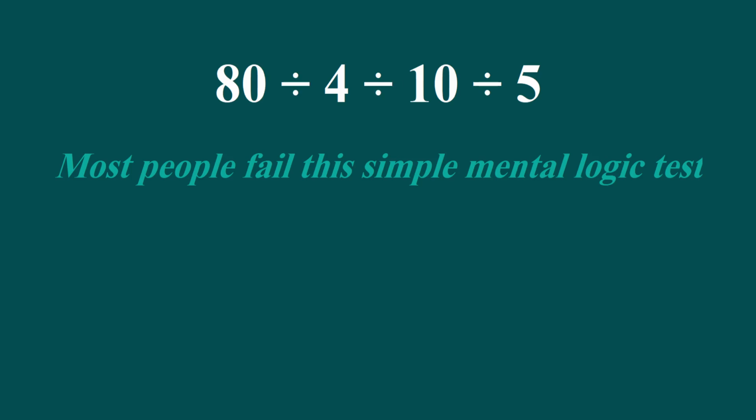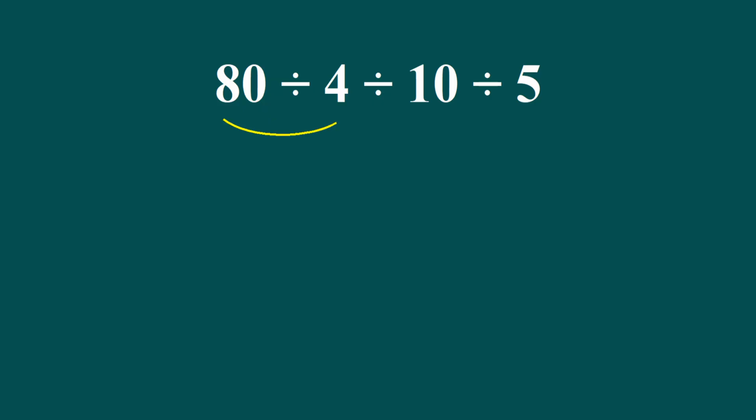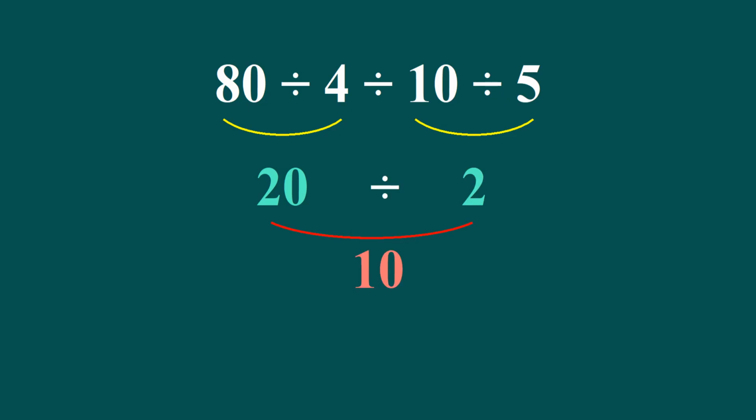In this behind the scenes vlog, 80 divided by 4 gives us 20, and here we have 10 divided by 5, which equals 2. So 20 divided by 2 is just 10. But this answer is not correct, because according to the order of operations, when we have more than one division in an expression, we have to work from left to right.